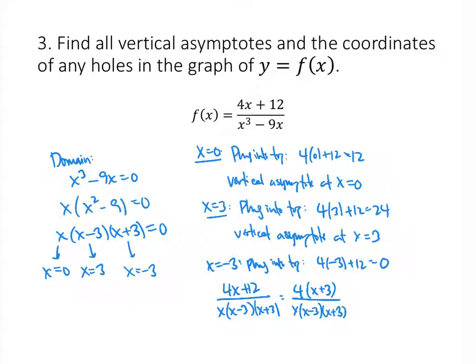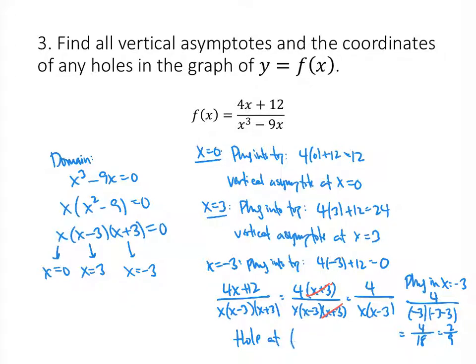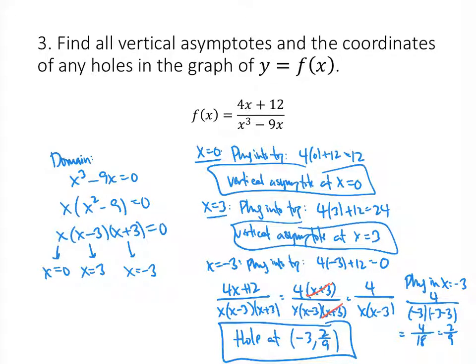And look, we see that we can cancel out the x minus 3. That gives us 4 divided by x times x minus 3. Now when we try to plug negative 3 in, we don't end up dividing by 0. What we end up with is 4 divided by negative 3 times minus 3 minus 3. That's 4 divided by positive 18, which reduces to 2/9. And so that means that we have a hole at the point negative 3, comma, positive 2/9. So here's our conclusion. We have 2 vertical asymptotes and 1 hole for this function.